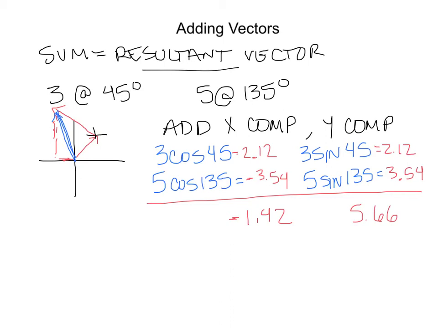If we look at our resultant vector, it ends up being the hypotenuse of a right triangle, with the sides being the x component and the y component. So to find the magnitude, we can utilize the Pythagorean theorem. So our resultant vector, c squared, is going to be equal to negative 1.42 squared plus 5.66 squared. We'll take the square root of that. So what I'm going to do is I'm just going to type all of that into my calculator. You might want to pause and type that into your calculator as well.